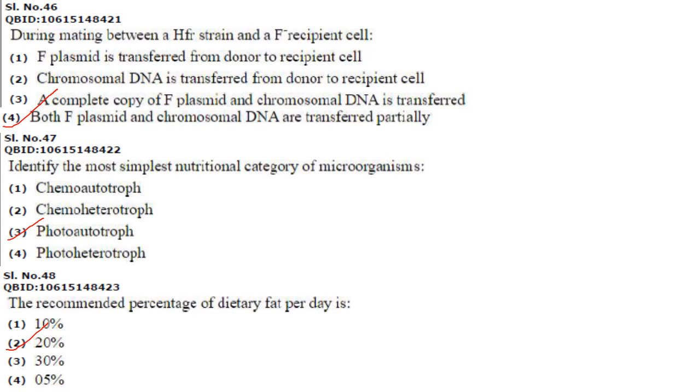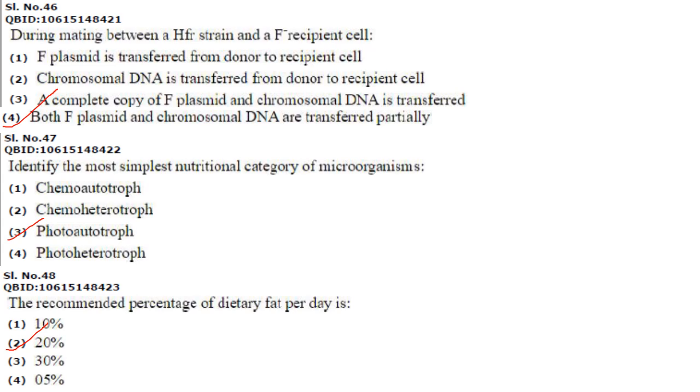Then next one. During mating between an Hfr strain and an F- strain recipient cell, F plasmid is transferred from donor to recipient cell. Chromosomal DNA is transferred from donor to recipient cell. A complete copy of F plasmid and chromosomal DNA is transferred. Both F plasmid and chromosomal DNA are transferred partially. Hfr is high frequency of recombination, and when F plasmid is integrated with the chromosomal DNA in bacteria, it gives rise to the Hfr bacteria.